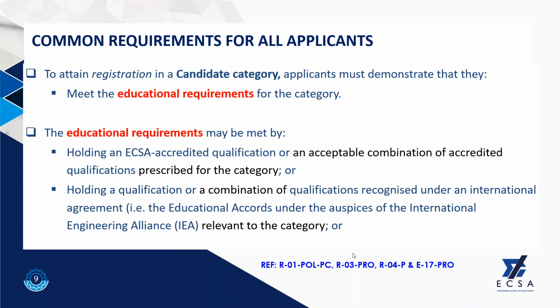If you visit the ECSA website and locate the R01 policy document, R03 is a process guideline. R04 is a prescribed guide for you to follow when you want to become registered, and it shows you the standard competency as well as the E17 process.